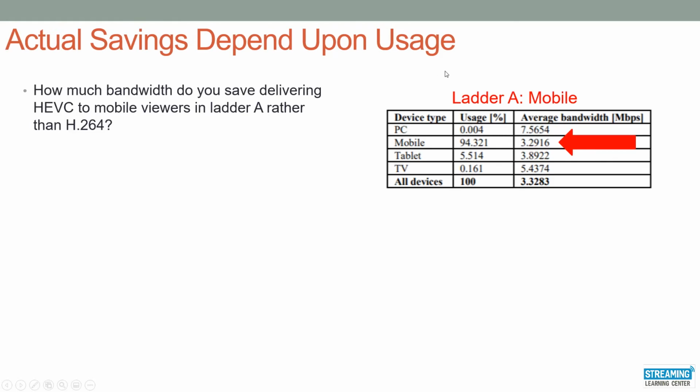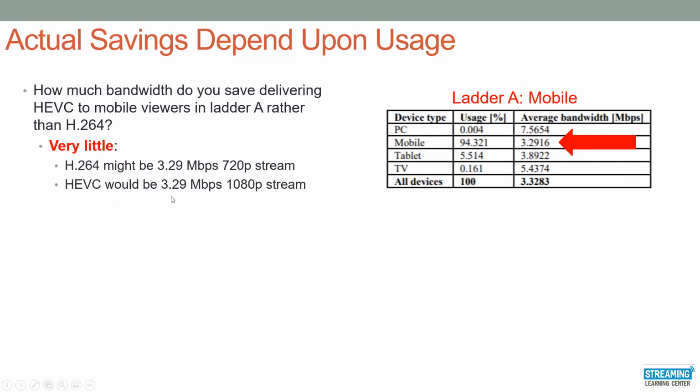So let's look at two cases, and this is from a Brightcove white paper. The purpose of the white paper is not relevant to this discussion. Now, how much bandwidth do you save delivering HEVC to mobile viewers in ladder A, this ladder here, rather than H.264? Well, if you look at the consumption in this ladder, 94% of the viewers are watching a stream at around 3.29 megabits per second. So you're going to save very little bandwidth switching from H.264 to HEVC. H.264 might be a 3.29 megabit per second 720p stream, and HEVC would still be a 3.29 megabit per second, though the stream might be at 1080p. You'll get better quality of experience, but no bitrate savings, or minimal bitrate savings.